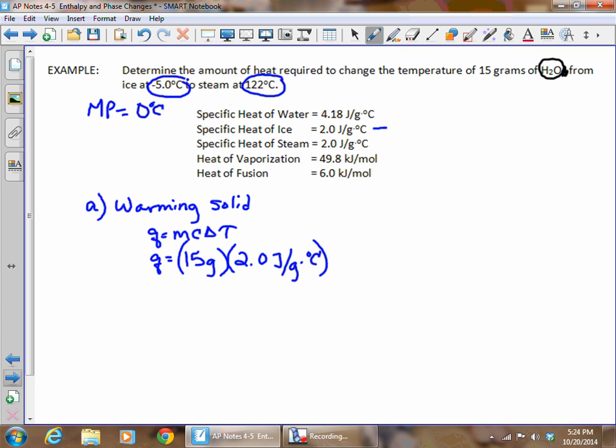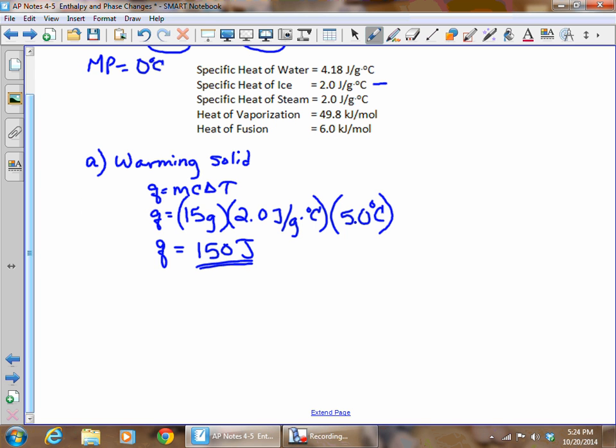So once we know that we've got then a -5 up to 0, a 5-degree change, then that's going to give us the values we need to calculate, and we come up with 150 joules for this stage. So there's our first value. In the next one, we need to find what happens when we are melting the solid. So this is the melting phase. And remember, for melting, we just need Q equals n∆H.